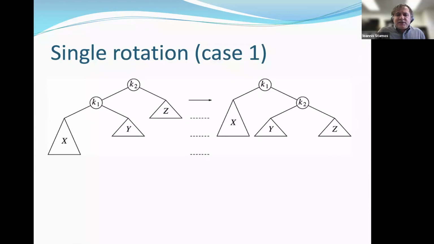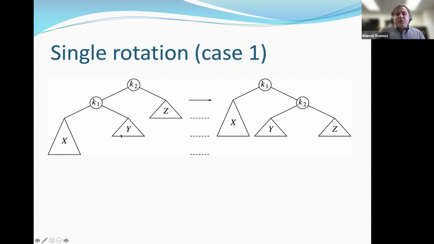The other thing you have to realize is that nothing will change with respect to the relative order of keys. For instance, all the nodes on the X subtree, before the rotation, are smaller than K1. In the new tree on the right, all the nodes on the X subtree are smaller than K1 as before. You have to preserve this, otherwise you will not be able to find anything if you destroy this property.